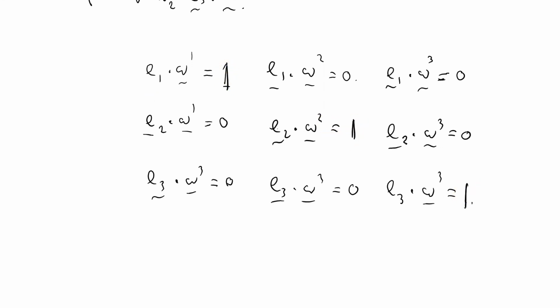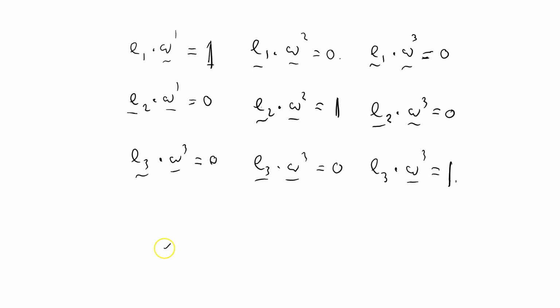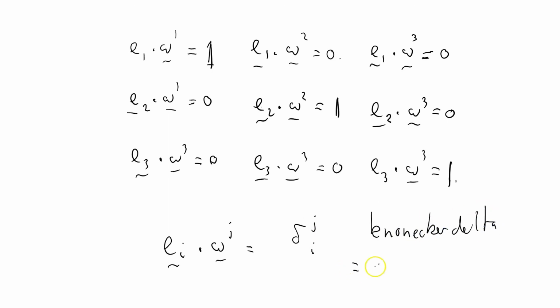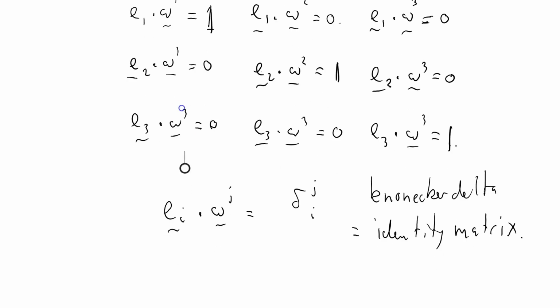So what I'm going to do is write down the definition of the omegas in terms of the e's. So it's e_i dot omega^j equals delta^j_i. It's the Kronecker delta, which equals the identity matrix. Well, it's one thing to write that down, it's quite another thing to actually define it. So I'm going to go through my r theta example, and find out what these omegas are in terms of the e's, but I'll do that in the next screencast because this one is already longer than I intended.